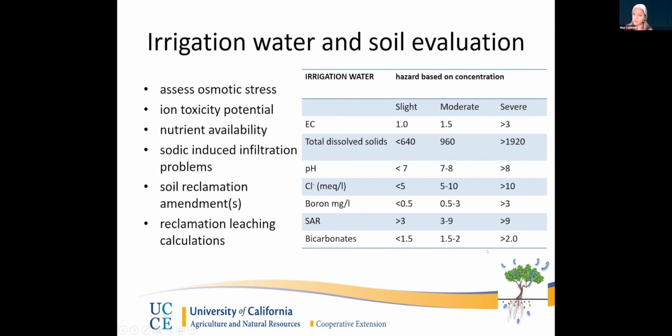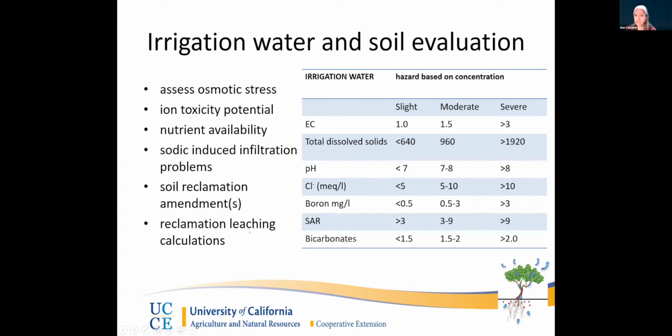Bicarbonates can also be an issue. Elevated bicarbonates are also another driver of nutrient deficiencies, and can be responsible for clogging your irrigation systems. Looking at the level of bicarbonates in the soil is going to be key in determining if you need acid-based or calcium supplying soil reclamation amendments.